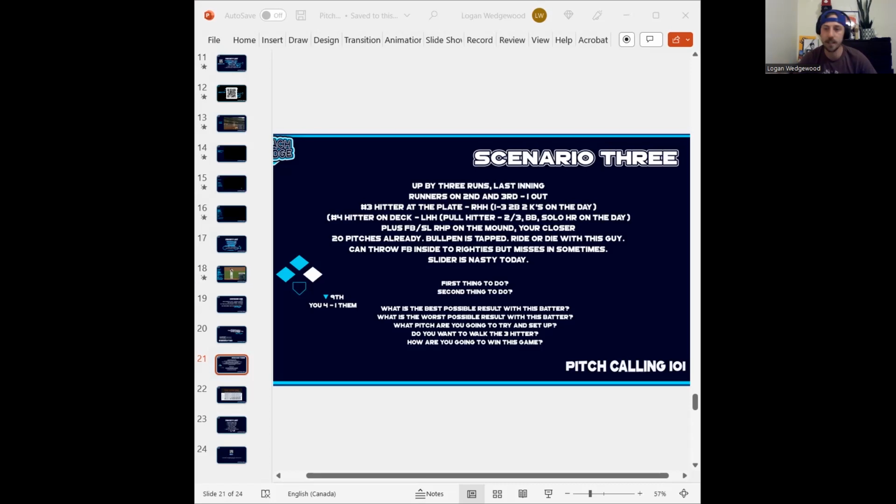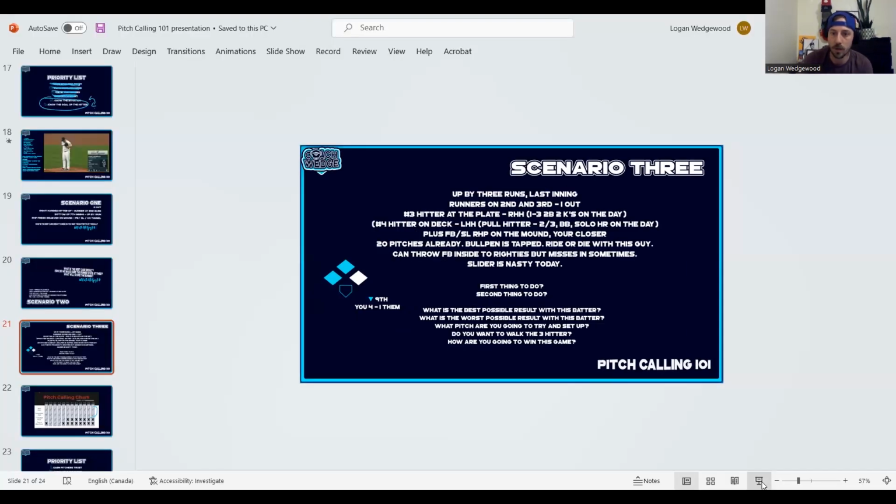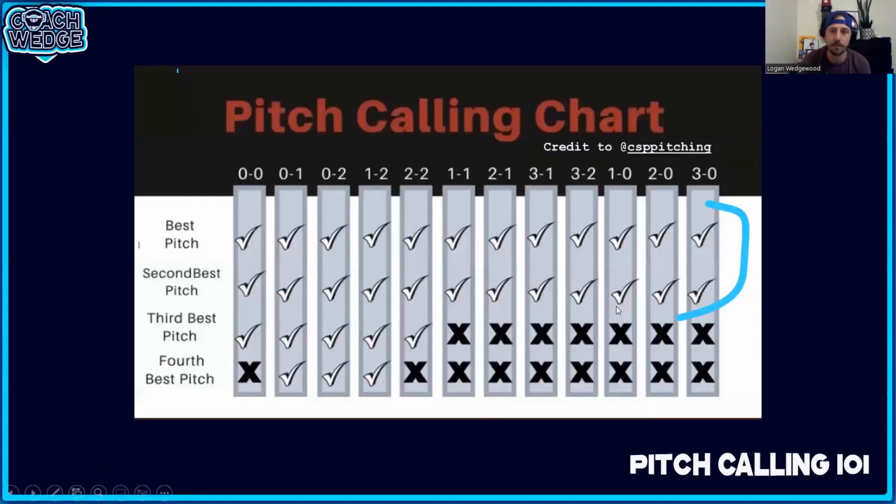Get ahead in the count, set up a strikeout pitch. That's the correct order, because you can't set up a strikeout pitch in an 0-0 count. In this situation, you have to be aggressive. You have to go get them, and you have to be able to set that up. Okay. All right. Good job, everybody. You got the order correct. All right. Only a couple more slides and then we're done.